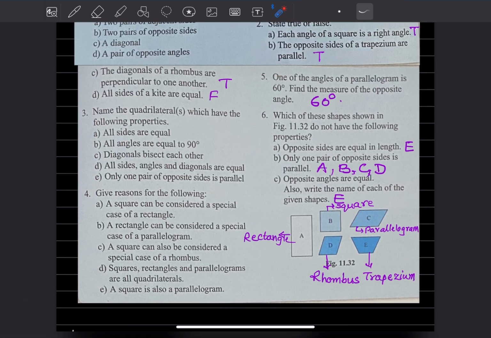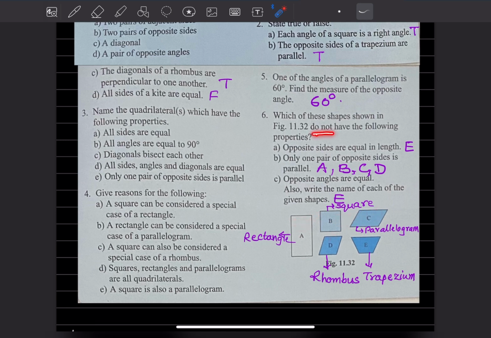One of the angles of a parallelogram is 60 degrees; find the measure of the opposite angle. There is a rule for the parallelogram: the opposite angles of a parallelogram are equal. So if one angle is 60 degrees, the opposite angle is also going to be 60 degrees, because the opposite angles are equal in a parallelogram.